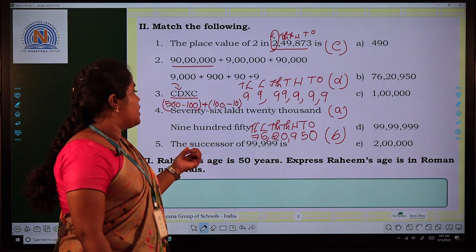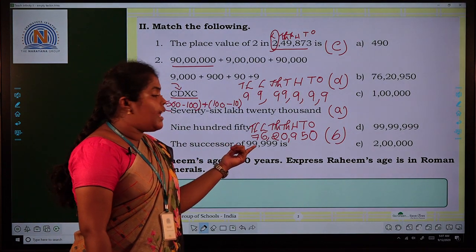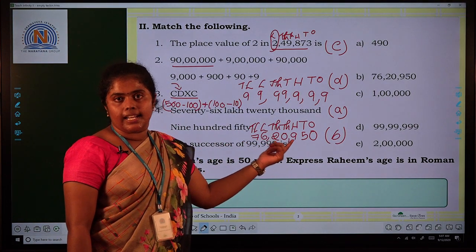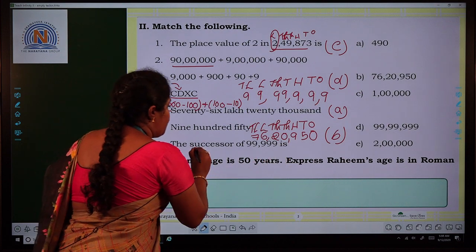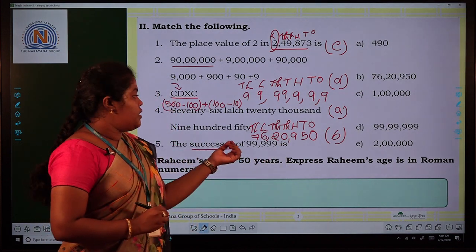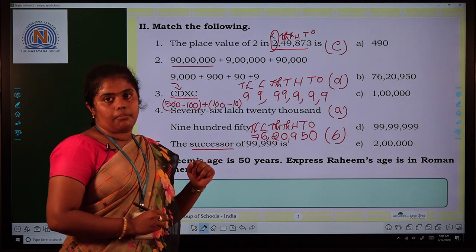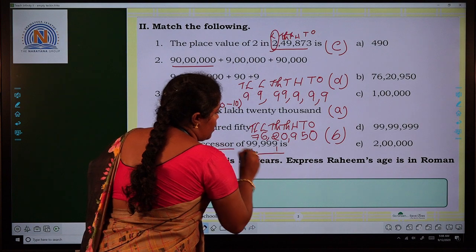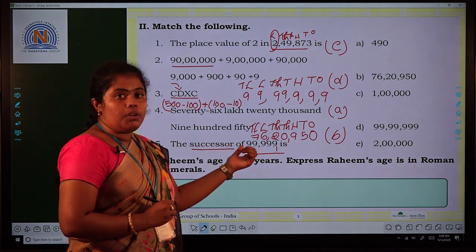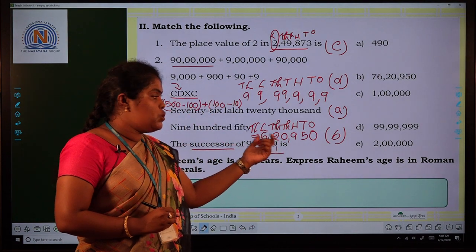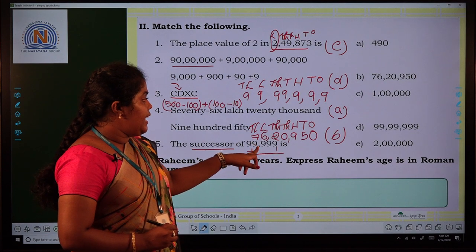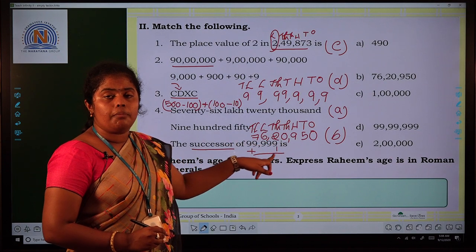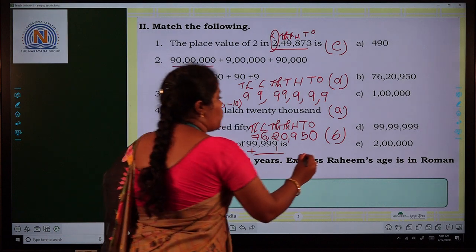Next question is the successor of 99,999. Successor means the number that comes after. Now, which number comes after the given number? Otherwise, we have to add plus 1 to the number. Successor we want means we have to add 1 to the number. 99,999, if you add plus 1, we get the answer as 1 lakh.